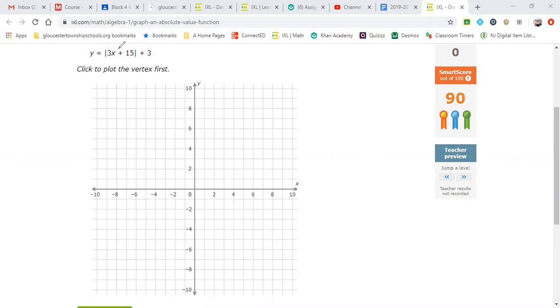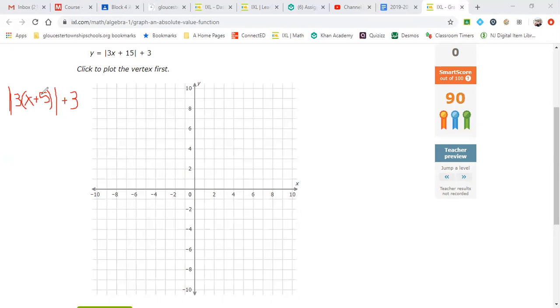And here's what it is. Look inside this absolute value, 3x plus 15. That has a GCF. So you're going to have to factor your GCF out of that binomial in the absolute value. The GCF there is 3. So my new thing is going to say absolute value of 3 times x plus 5. Close your absolute value. And then plus 3 at the end.